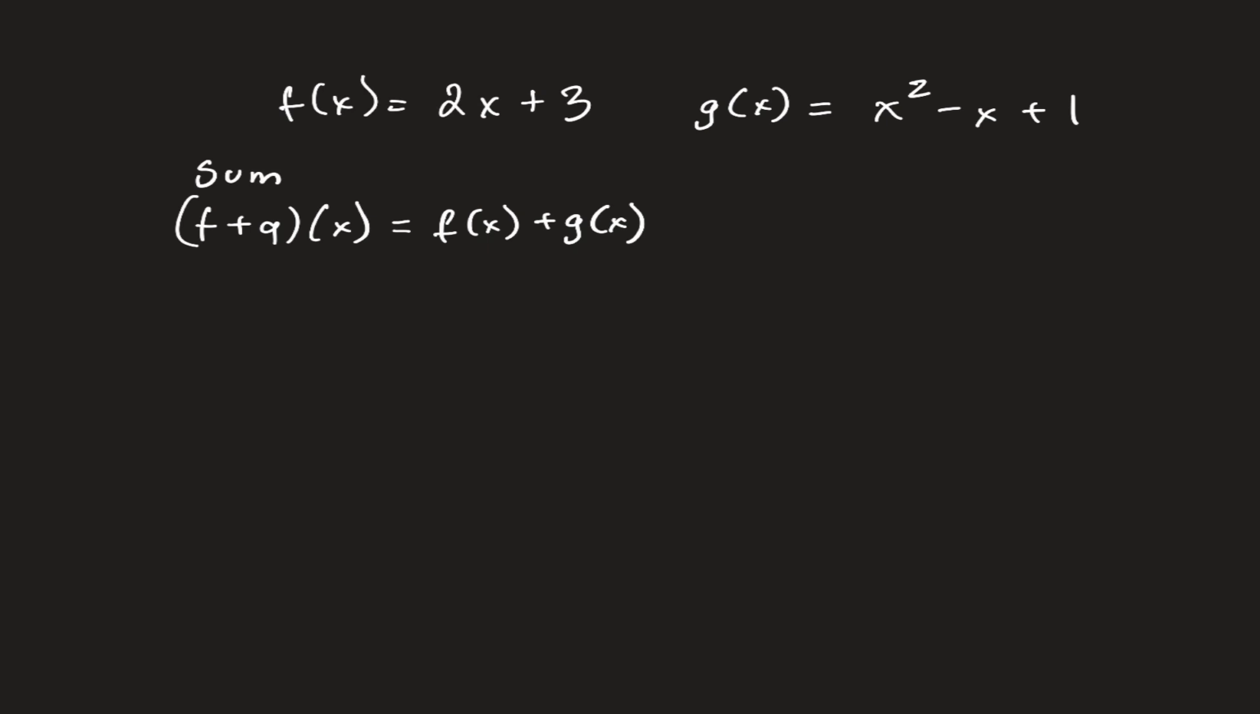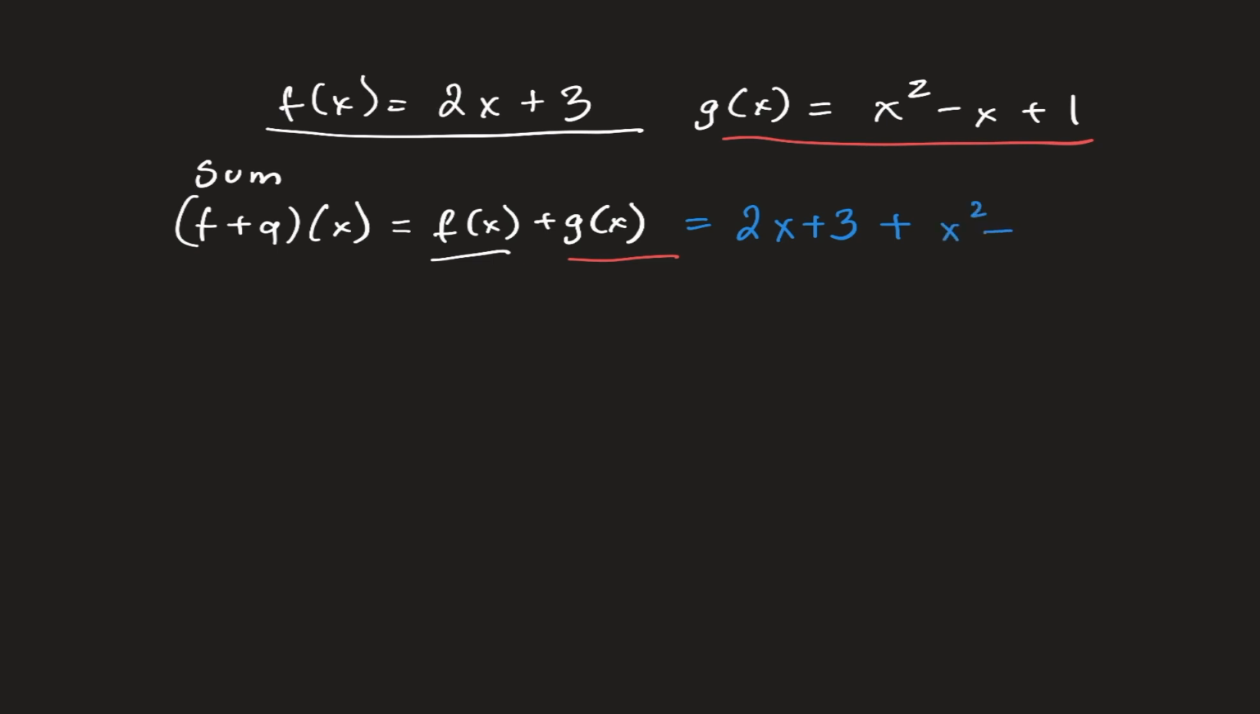All it means is that we're going to take function f, which is this one, and function g, which is this one, and add them together and then combine like terms. Which means we're going to take f of x, which is 2x plus 3. We're going to add function g of x, which is x squared minus x plus 1. Now we need to just combine like terms and we will be all done.